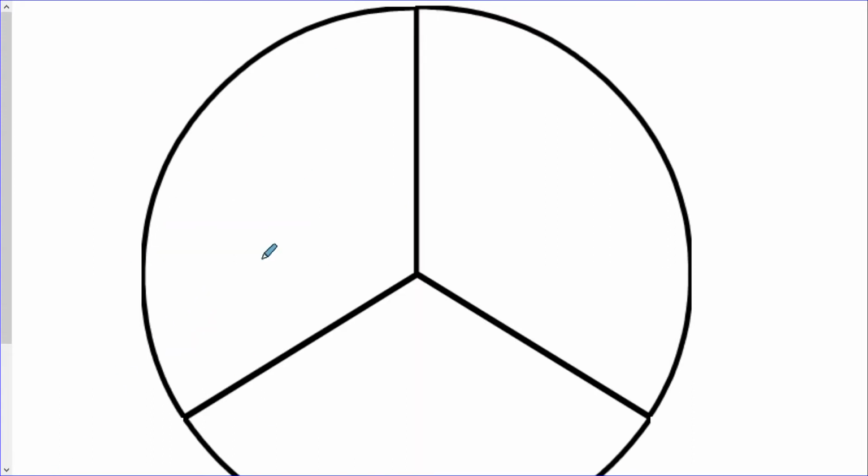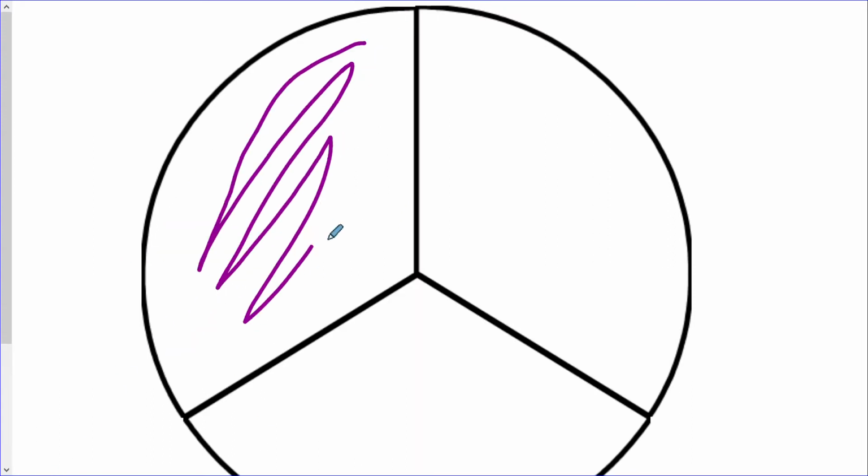All right, let's shade in this part. How many parts are shaded? How many parts in all? 1, 2, 3. And who can say that fraction? 1/3.